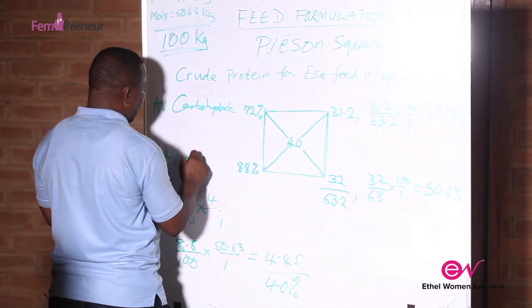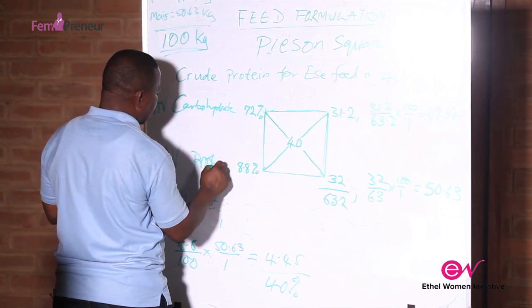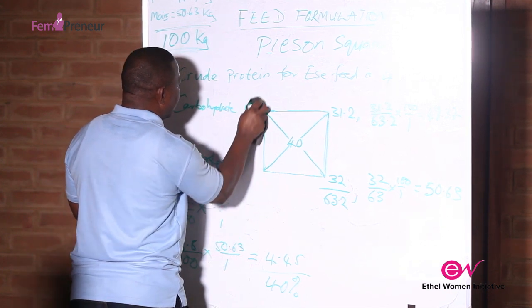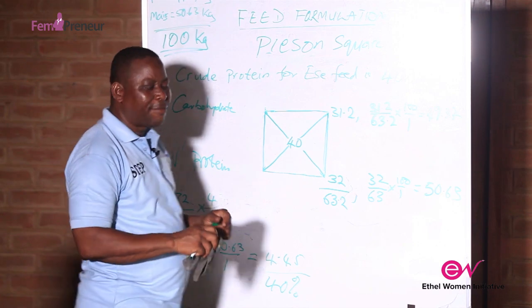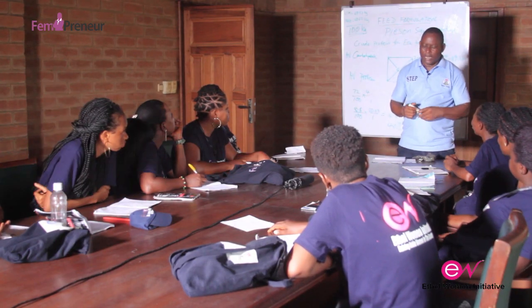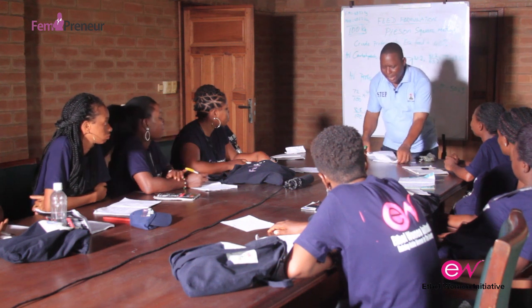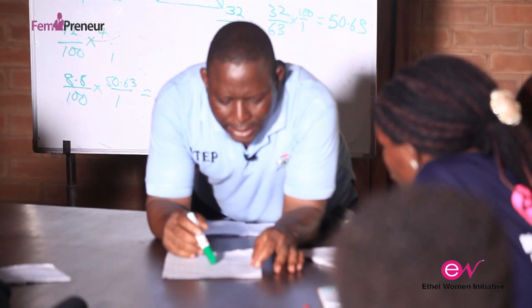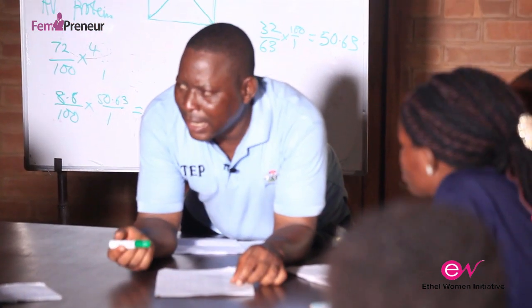Average protein. Before you get this value, you take the average first. Are you with me? It's easy. You look at this paper. If we are combining three things, they are here.